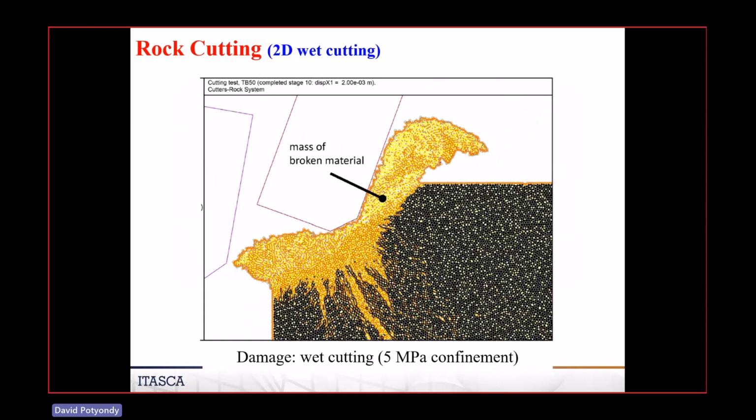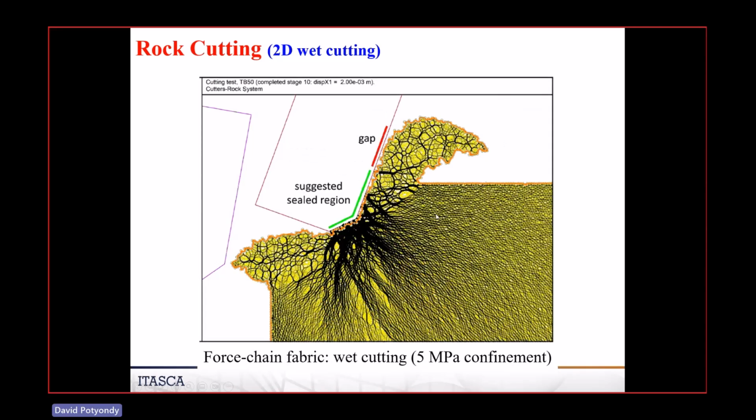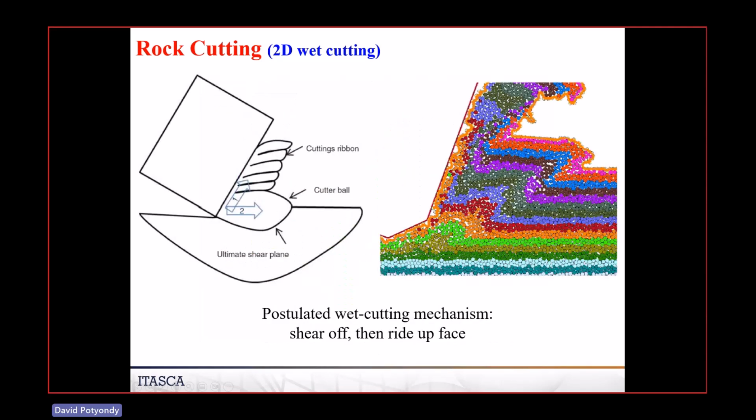You get this mass of broken material riding up the face. This is looking at how the load is distributed in that system, right? Very high compression down here. This is the model where we make different colors, and you can see how it's pushing up, and it's kind of forming a shearing thing here, and you've got these different layers that have pushed up.